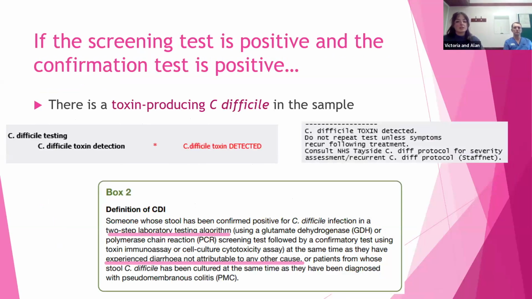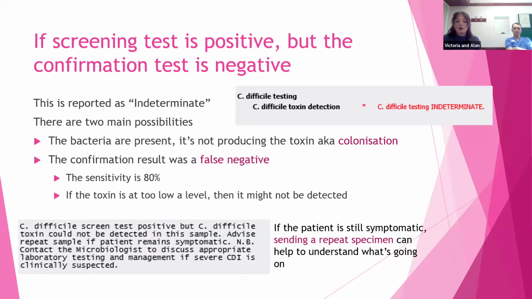So if your screening test is positive and your confirmation test is positive, you'll see this on ICE, which is a C. difficile toxin detection result, and it will say here, toxin detected, and you get a little comment explaining it as well. And therefore, we would say that this patient would meet the definition of C. difficile infection if they have both symptoms and they have a positive by both of these tests. However, if that screening test is positive, but the confirmation is negative, so we're not able to detect the toxin, we report these as indeterminate.